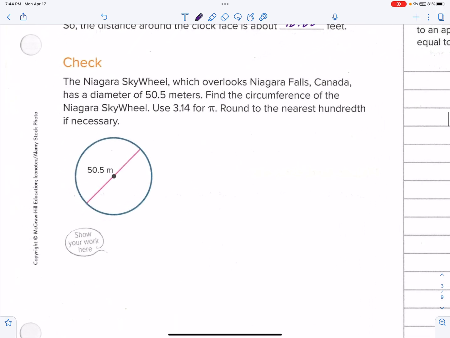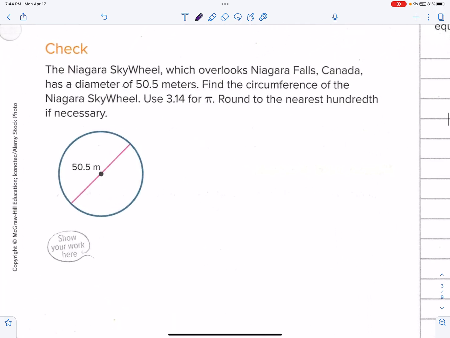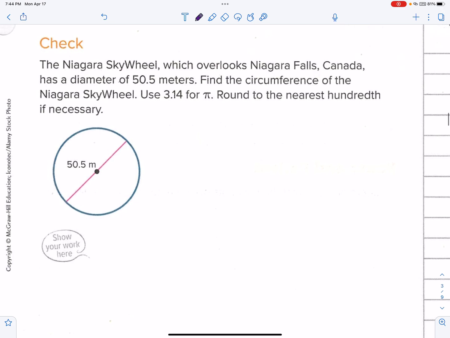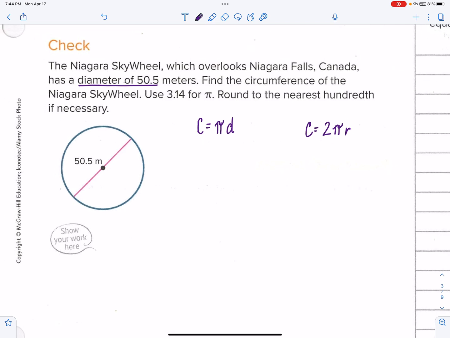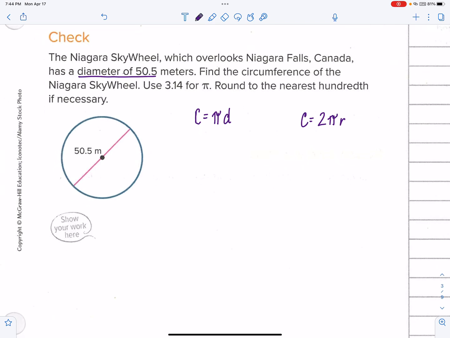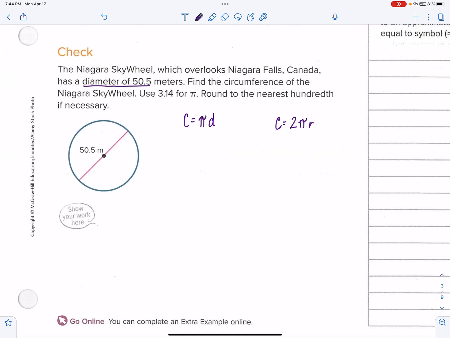All right, the Niagara Sky Wheel, which overlooks Niagara Falls, Canada. That would be cool to go on. Maybe that would freak you out, I don't know. They're letting you know the diameter. So in my head right away, I would want to use the formula circumference equals pi times diameter. Remember, you could also use 2 pi r, because we have 2 of the radiuses, or radii. All right, round to the nearest hundredth if necessary again.